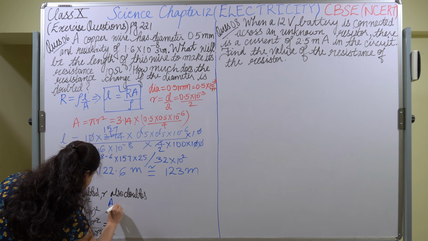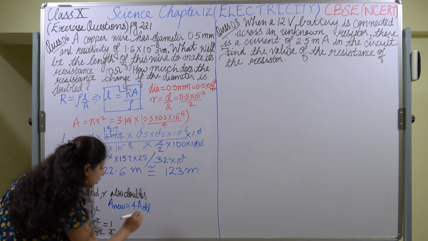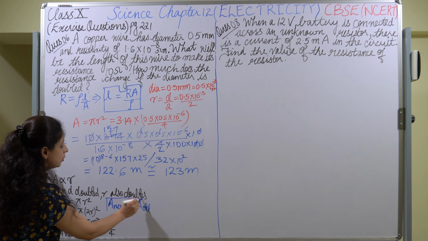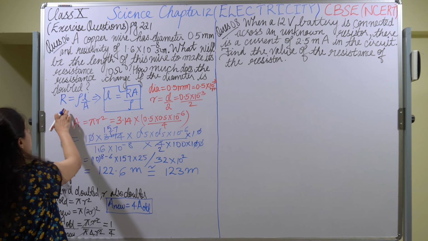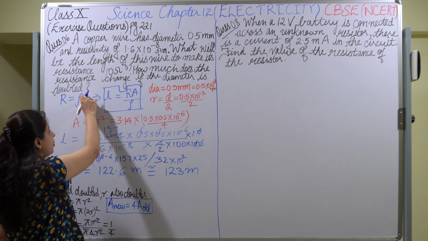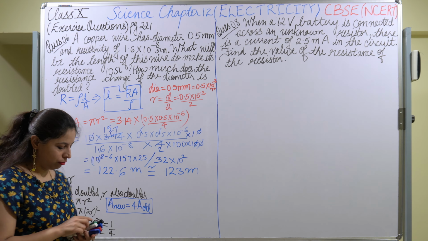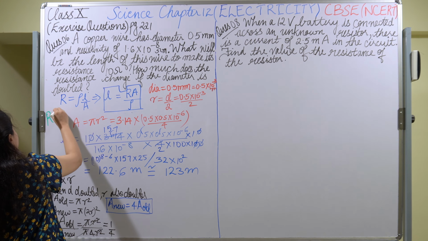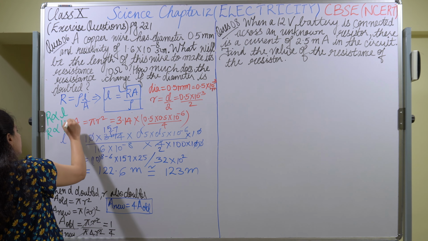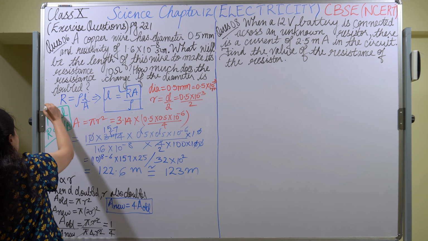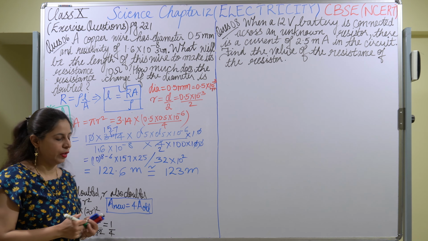So A new is equal to 4 times the old area. Now we have got a relationship for the areas. Now we can easily see that resistance is directly proportional to length, but resistance is inversely proportional to area. Resistance is always directly proportional to length, but inversely proportional to area. This point is to be noted over here, and it is to be kept in mind always.